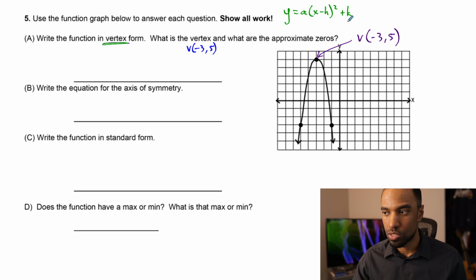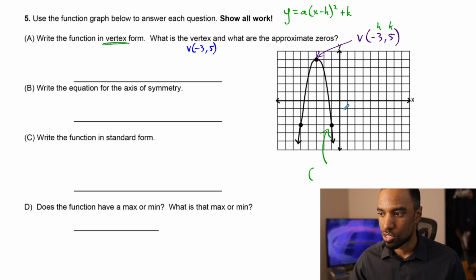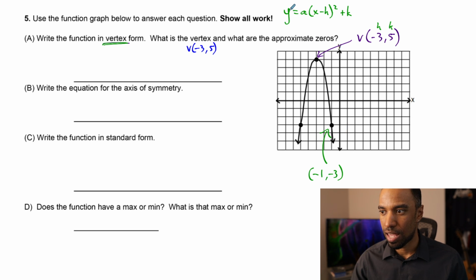Now, what we got to do is use the vertex values h, k that we have right here and get another set of values, such as this x, y pair. And this is at -1, -3. We got to substitute that, the x and y right here, the h and k right here, into this whole equation and solve for a.